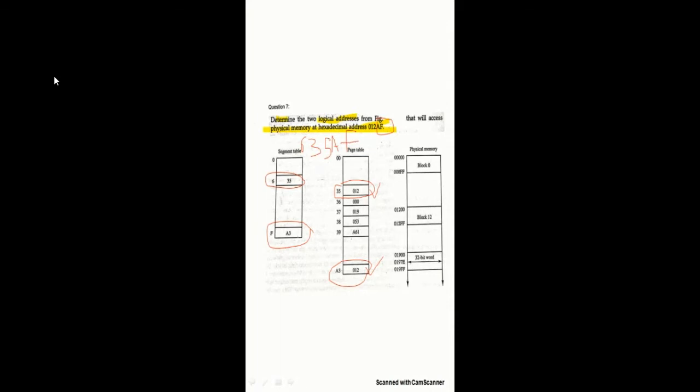Second address is FA3 AF. That's what we have done here. That block 012 is present in two pages, 35 and A3. But 35 is present in segment 6, A3 is present in segment F. So what do you get? You get two logical addresses. One is 635 AF and the other is FA3 AF. So these are the two logical addresses for a given physical address.